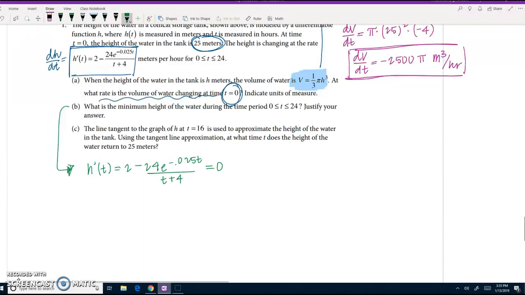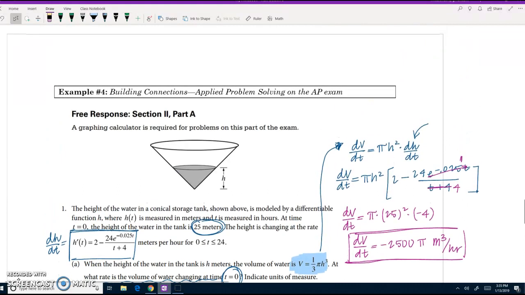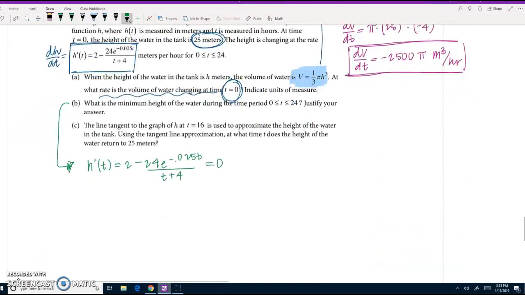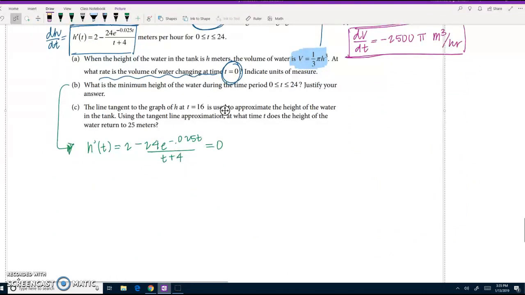Now, a couple of things. This is not an easy equation to solve as an exponential function by itself. So looking at the top of this problem, it says a graphing calculator is required for problems on this part of the exam. What you want to know about the AP Calculus exam is that not only is the graphing calculator required in certain parts, you really have to use your graphing calculator in certain sections. It's almost algebraically impossible to try to solve all of the types of equations they could throw at you in the time that you have allocated.